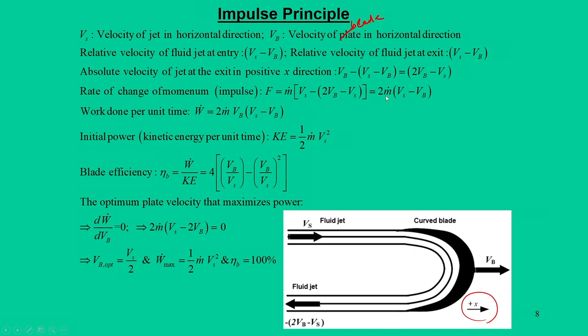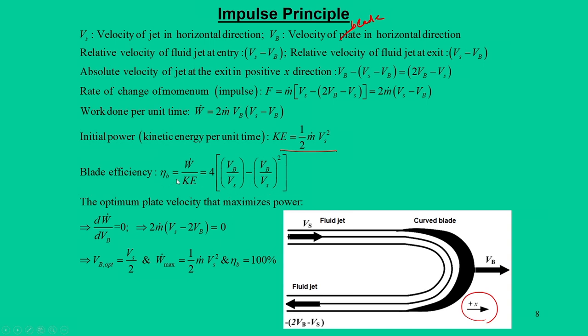So, here you see that the force becomes 2 times the previous value for the case of the simple plate. Then the work done will be twice m dot into Vb into Vs minus Vb. With the same logic, for the fluid power, the kinetic energy is half m dot Vs square. So, ultimately we will be able to find out the blade velocity. So, eta b will be W dot by kinetic energy. By taking this ratio we arrive at the expression that eta b, or blade efficiency, is equal to 4 times the entire bracket Vb by Vs minus Vb by Vs whole square.